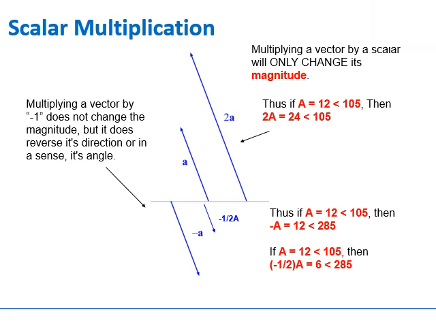Next is scalar multiplication of vectors. For example, if you have this vector A given to you, and A is 12 in magnitude and the angle with the x-axis is 105 degrees. Suppose the question is to find the vector 2 times A. You have the magnitude of A, and 2 times A will be 24 in magnitude with the same direction, that is 105. This just doubles the magnitude, so the 12 becomes a total magnitude of 24, and the angle is again the same, 105.